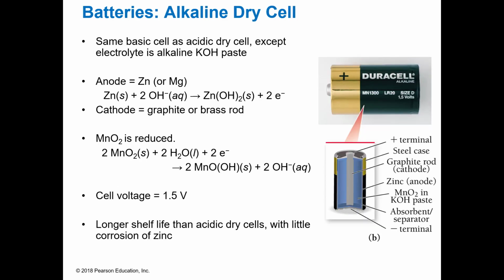Okay. So then we go to a Duracell battery, which is an alkaline battery. It's a little different, but you can still see you have the positive terminal. The zinc or magnesium is being oxidized, and then you have your solution, and the manganese oxide is being reduced. Longer shelf life than acidic dry batteries, than just your regular battery. Little corrosion of the zinc.